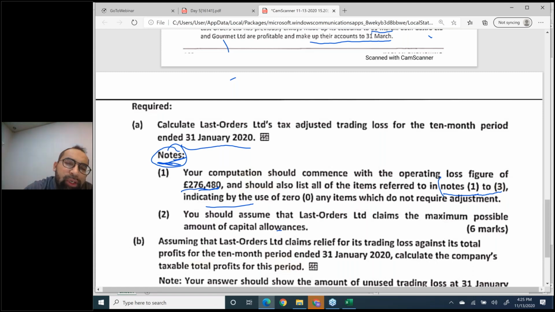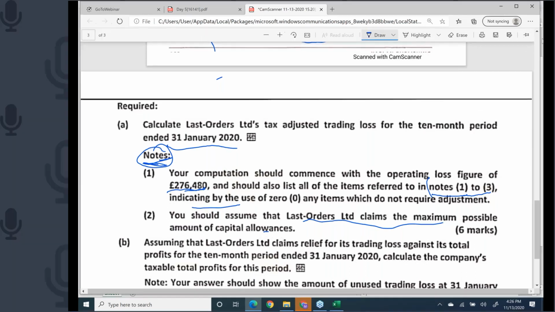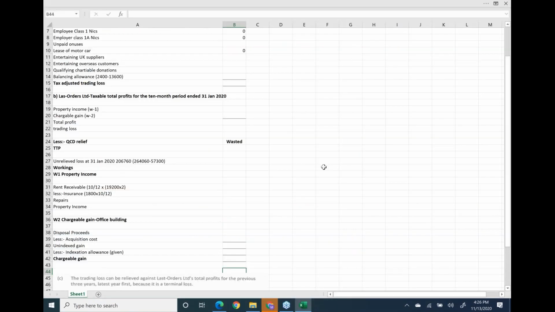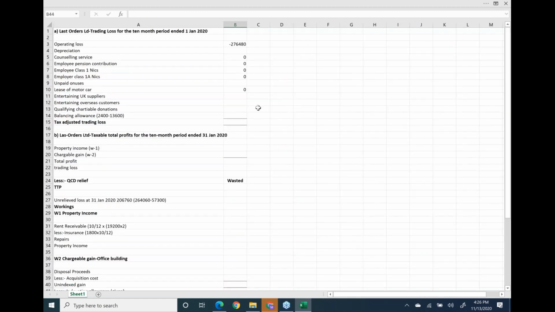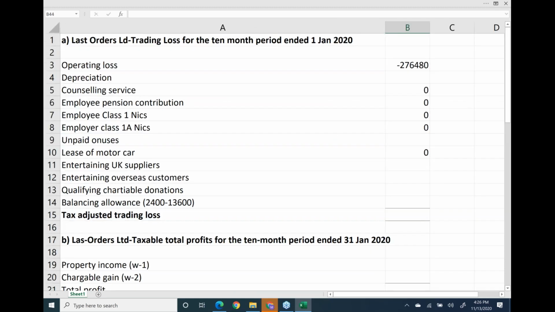276,480. Okay, you should assume that Last Orders Limited claims the maximum possible capital allowances. Complete capital allowance, whatever capital allowance is available, you have to claim. So we are doing the first requirement. Let me shift to my Excel sheet and let's do it. I'm switching off the camera so that you can see the screen completely. One more thing, to save our time, I have already written the text part, the theory part.